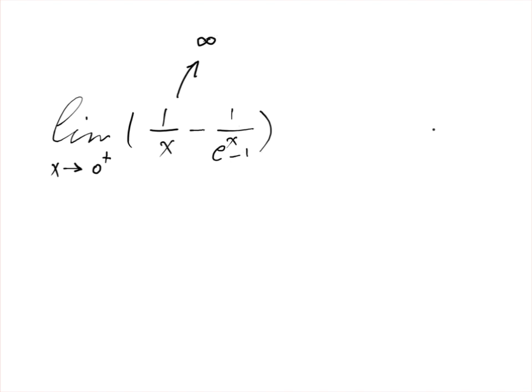And on this side, we have e to the x minus 1. This is the graph of e to the x, and it has a y-intercept 1. When x tends to 0 from the right, e to the x is higher than 1, so this quantity is positive. And 1 over that also tends to infinity, because the denominator is getting smaller and smaller.